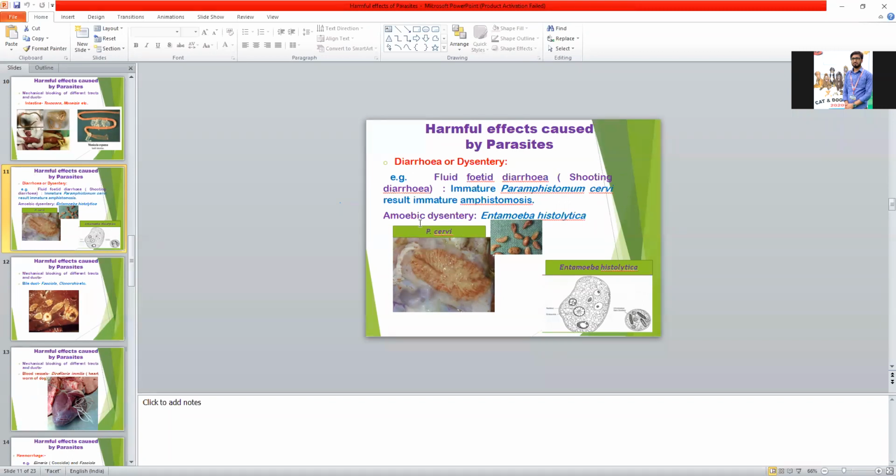Another type of dysentery, that is amoebic dysentery, caused by Entamoeba histolytica. This is a zoonotic protozoal parasite and causes amoebic dysentery. Dysentery means when diarrhea contains mucus or blood, it is known as dysentery.